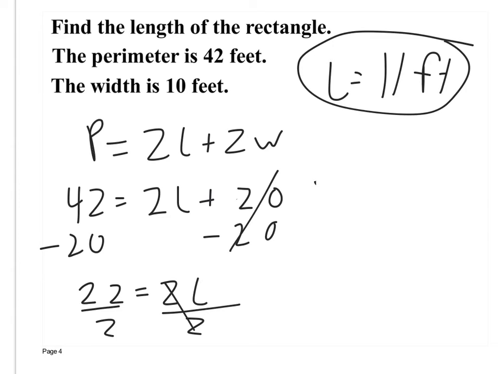Should I check my work? Should I check and make sure it's right? Yes. 2 times 11 is 22. 2 times 10 is 20. What's 22 plus 20? 42.